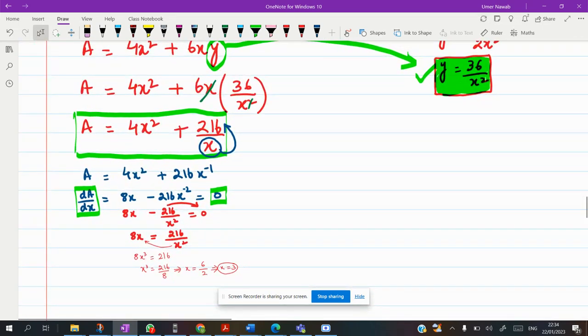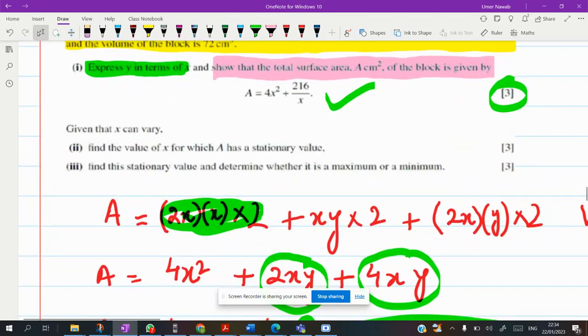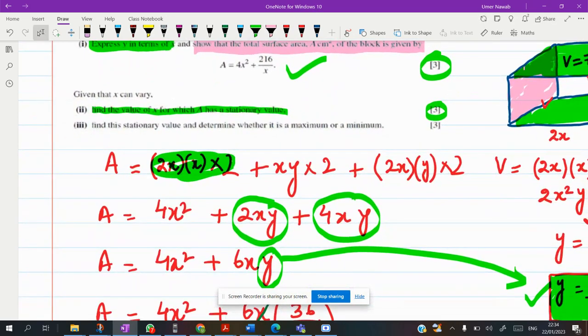Can I plug it here to get the value of y also? y is equal to 36 over 3 squared. So 36 over 9, it gives me 4. So y is equals to 4. So we found the value of x. Did he ask us to find the value of x? Check it out. Find the value of x for which A has a stationary value. So I also got 3 marks. So 3 plus 3, 6 marks are in my pocket.